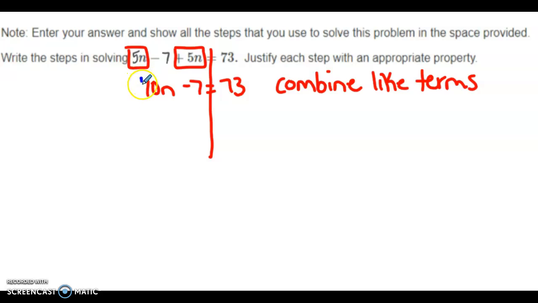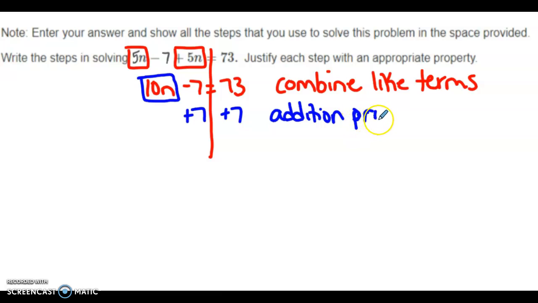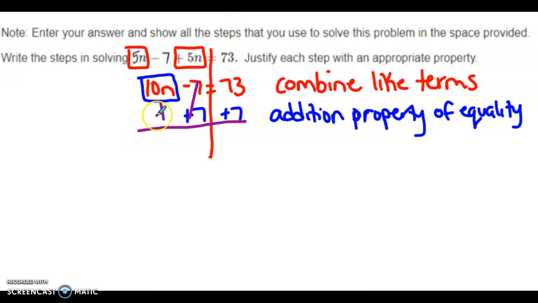All right, now I'm going to keep solving this equation. So I need to get rid of the minus 7. The opposite of minus 7 is to add 7. So I'm using the addition property of equality. Then I'm going to simplify. So I'm bringing this straight down and I'm adding these together to get 80. So in that step, I just simplified.